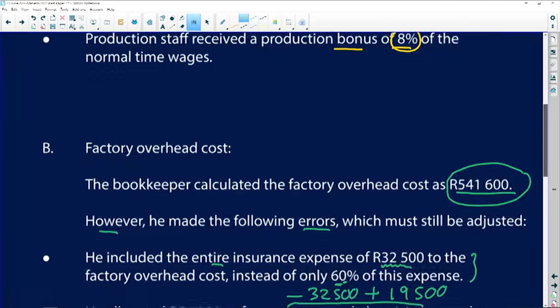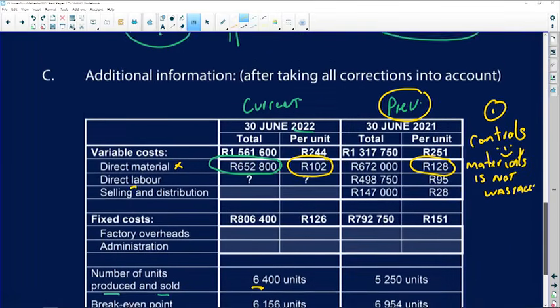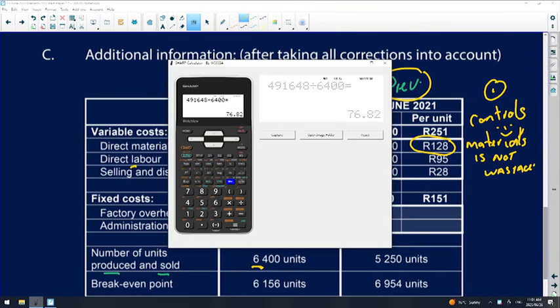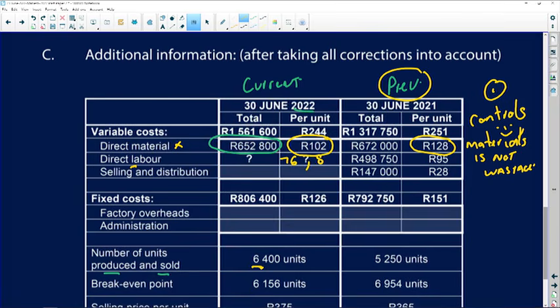Right, 76 Rand. There we go. So direct labor, we work that out as 76 Rand, and I know I've got the amount in my calculator, 82 cents, right? So again, if we compare direct labor cost, last year it was 95 Rand, and this year it's dropped to 76 Rand 82 cents.